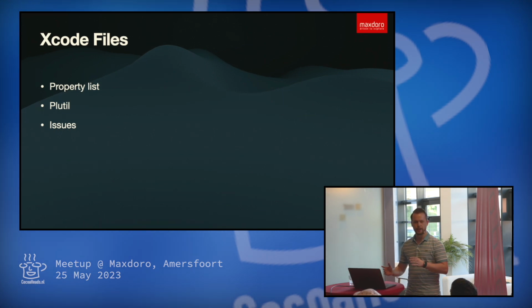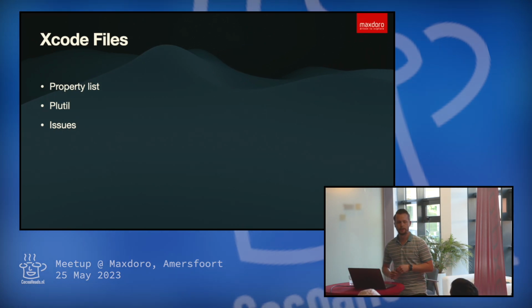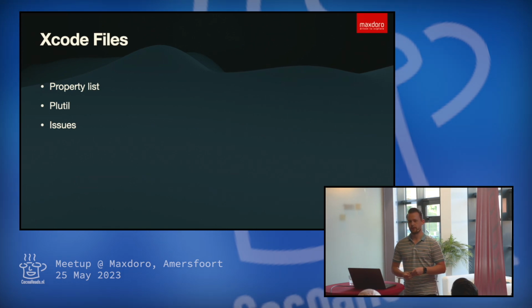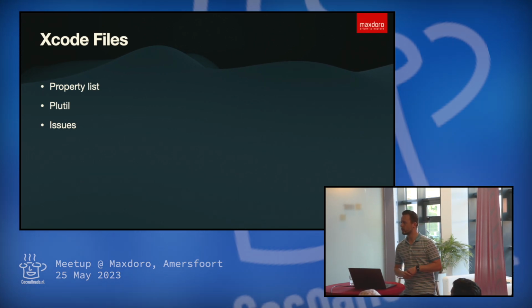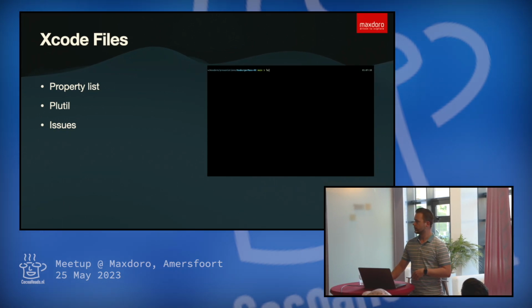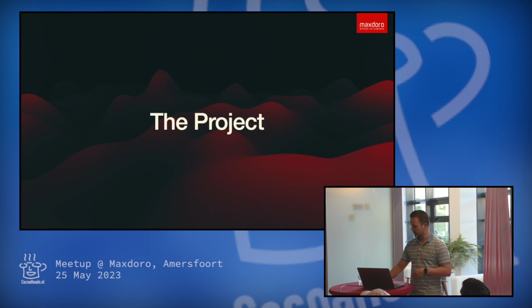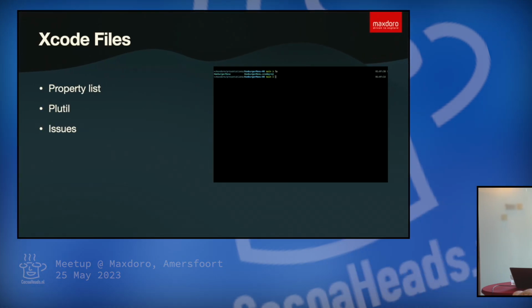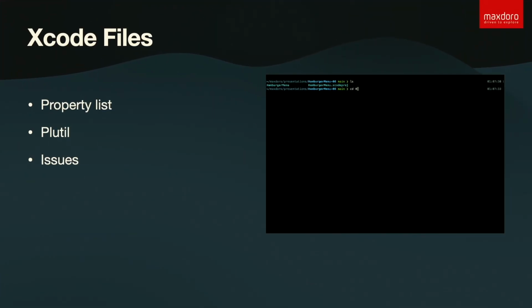The XC workspace and the XC project files. What are those files? Well, technically those files are directories, but inside there you will find a property list. It's not just any property list, it's a very cool property list. And you can see that there's a cool tool called plutil. See, I told you I love my terminal. plutil will print out a property list, and you can modify and read values from a property list. So plutil, if you ever need to do something with that.